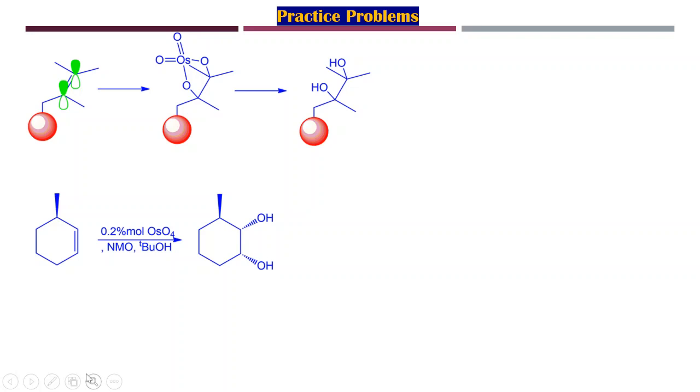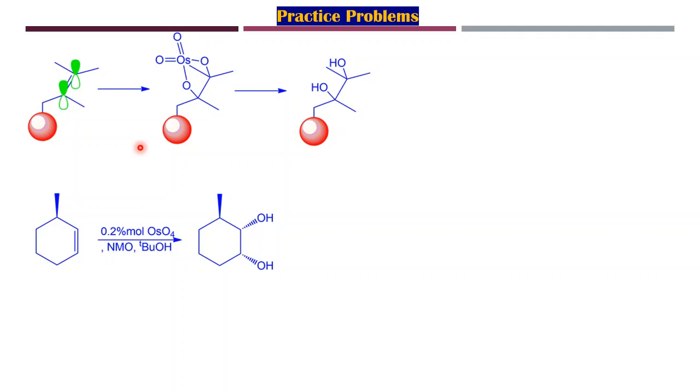1,2 dihydroxylation reaction using osmium tetroxide, and here the topic is the stereoselectivity. So now think we have been given an ene bond and there is a group out here. For the sake of simplicity, I am considering this to be an OH group. It can be any other group also, it can be a methyl also.